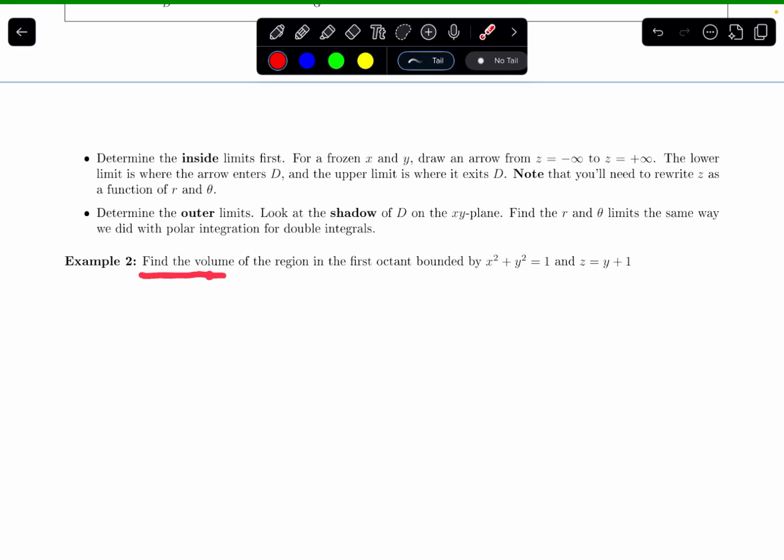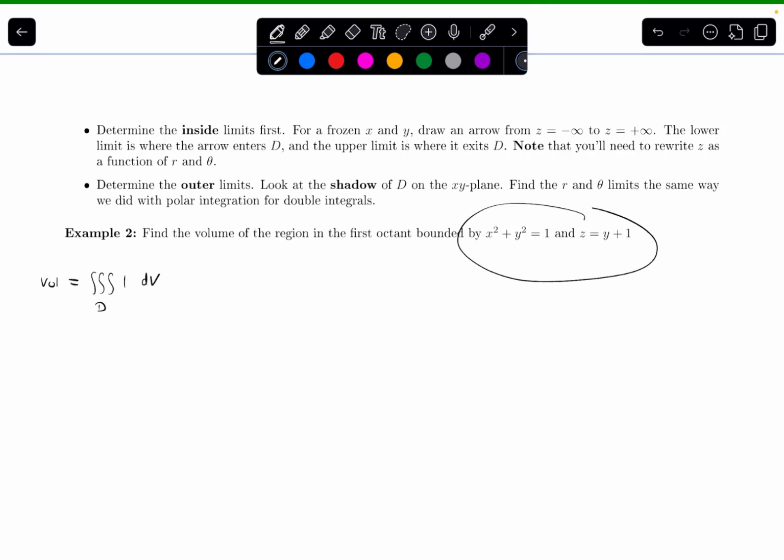So I want to find the volume of the region in the first octant bounded by these two equations. Let's first remember that if I want to find volume with a triple integral, I do a triple integral over my region, which I'll call D, of 1, and then I write dV to represent that it's a triple integral. So what I need to know is, what does this region look like, so I can find the limits of integration? So let's draw a picture. I'll draw my z-axis, my x-axis, and my y-axis.